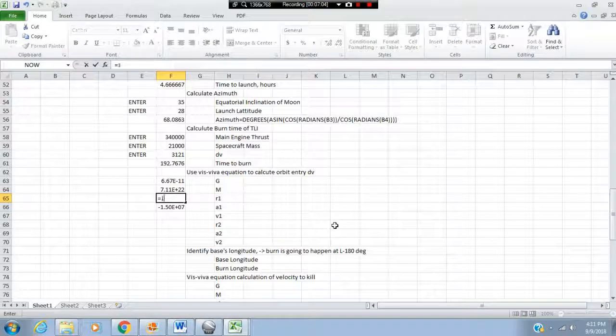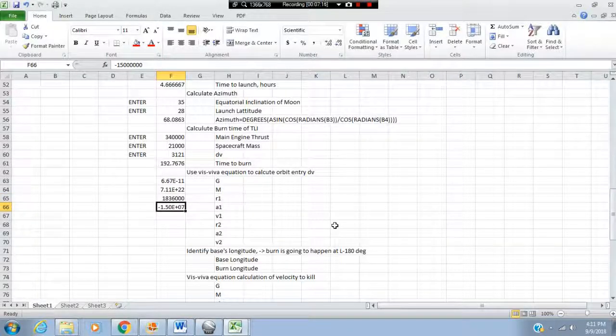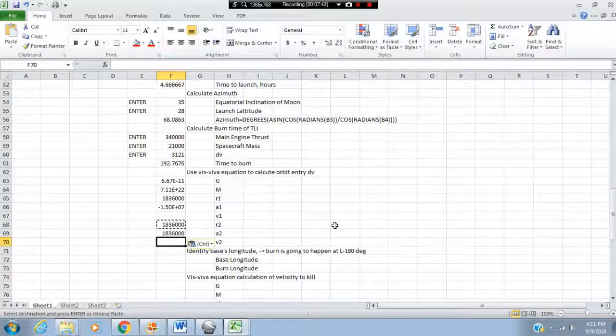So we need to add 100,000 plus 1,736,000. Okay, so that's our R1. Our R1 is going to be our R2 because we're assuming that it's impulsive. And our A2, we're going to want exactly 1/2 the distance of the major axis, which is going to be equivalent to the radius of a circular orbit, which means it's going to be equal to A2. So we can actually chug this calculation out in advance.